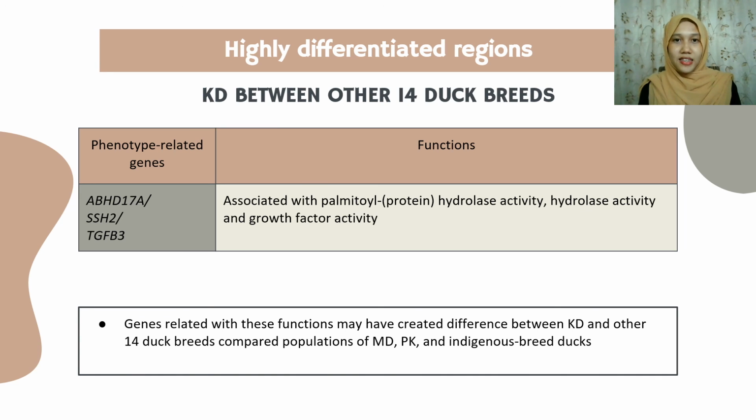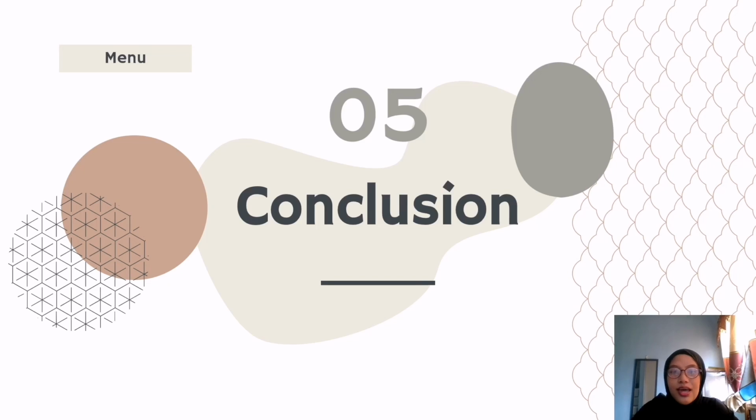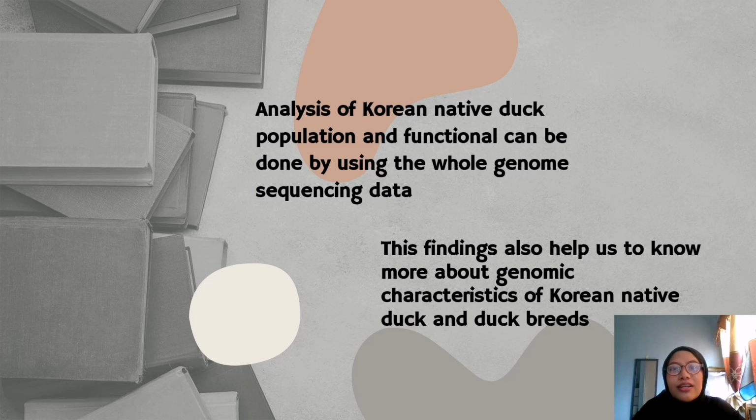Lastly, the conclusion is we can conclude that the analysis of current native duck population and functioning can be done by using the whole genome sequencing data. And this finding also helps us to know more about the genomic characteristics of current native duck and the other breeds.